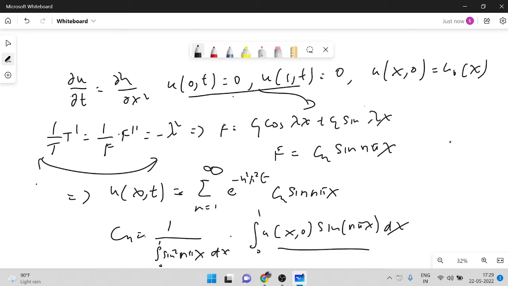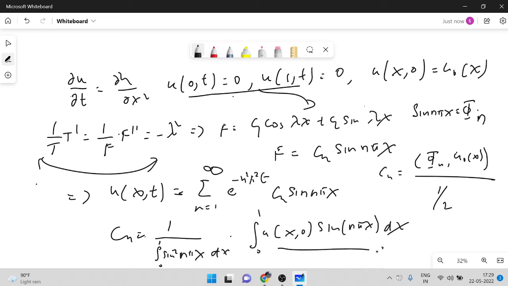This you can say I define sin n pi x to be some phi, which is phi n. Then this is some inner product, so I can write Cn as phi n comma u0 of x divided by, I think the value of the integral 0 to 1 of sin square n pi x is 1 by 2. So Cn is basically 2 times the inner product of phi n and u0 of x.